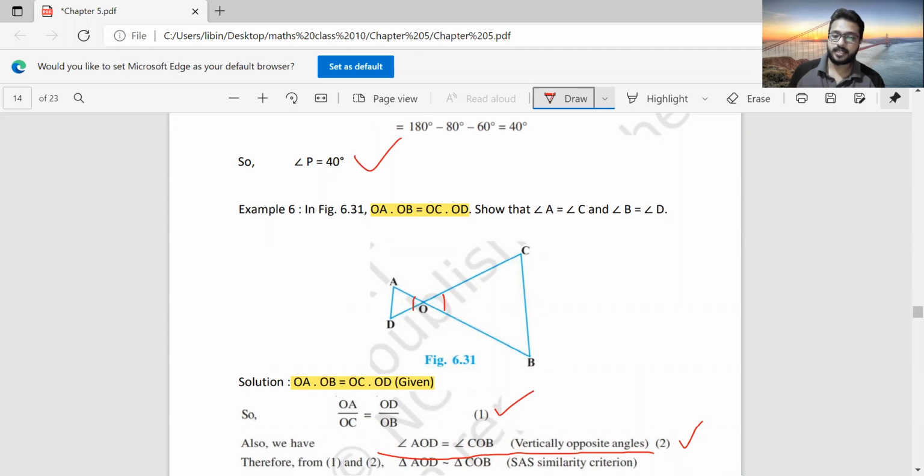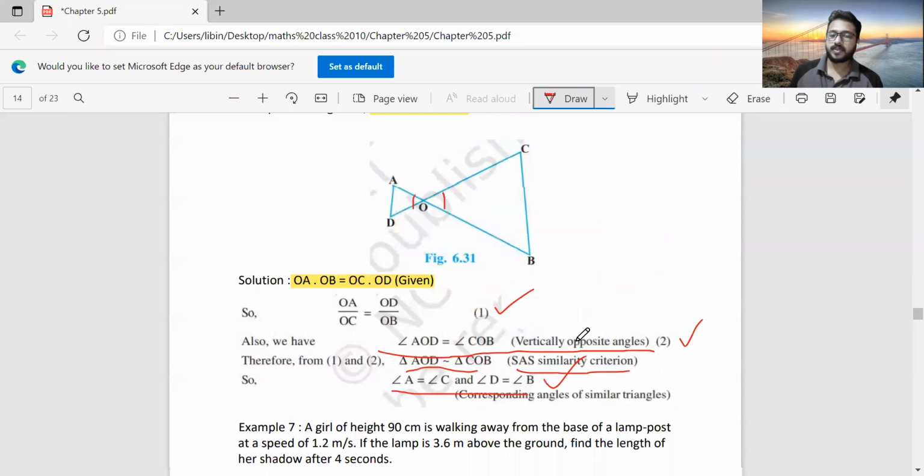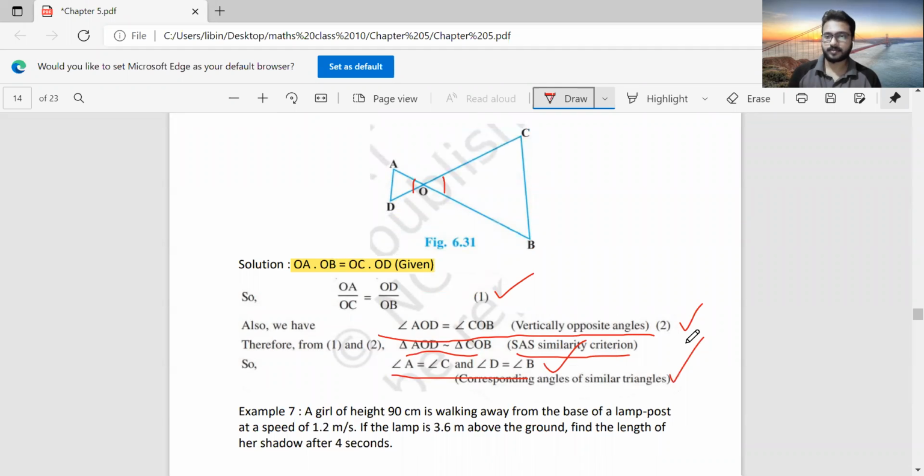So we can say triangle AOD is similar to triangle BOC, so angle A is equal to angle C and angle D is equal to angle B. So thus we have proved our theorem. Clear? So when we do each question, we have to make use of the information given in the question. We should iterate each of the information to make them available to us.